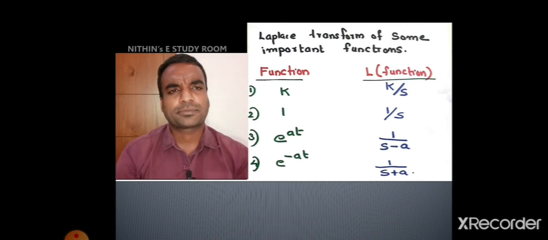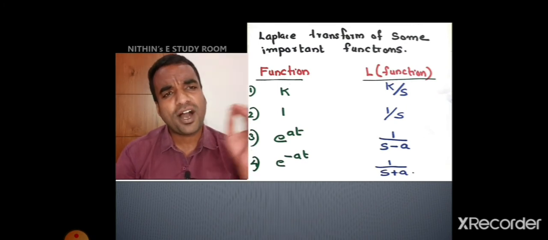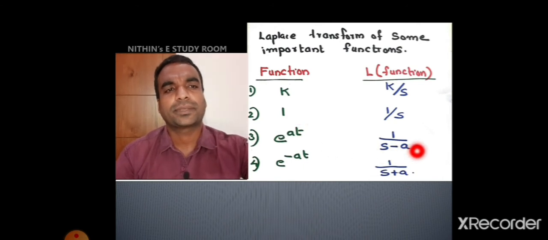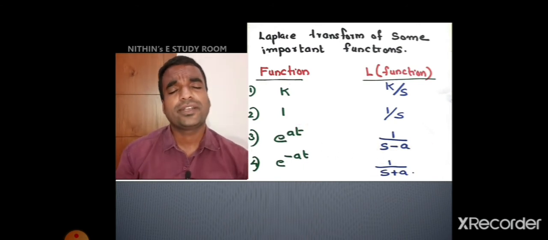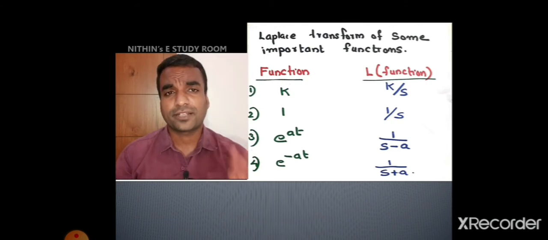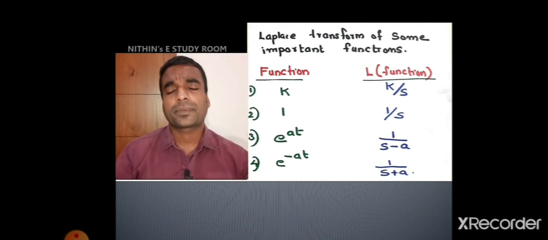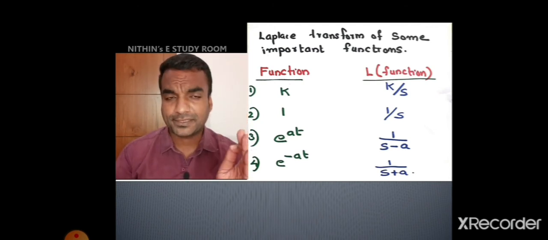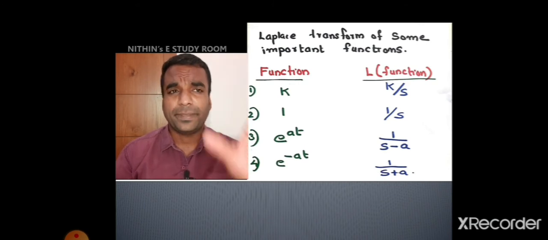No, not much explanation is required for these things. If somebody wants to know how this came, e raised to at, the Laplace transform of e raised to at is 1 by s minus a. How did we get this? If you are having any doubt, you can refer to your basic mathematics textbooks. But I personally recommend memorizing these things, because this will be very helpful for solving all problems, not only in networks, but in control systems and in many of the upcoming subjects. You should have the basic knowledge about the Laplace transform, and you should have memorized the basic functions.